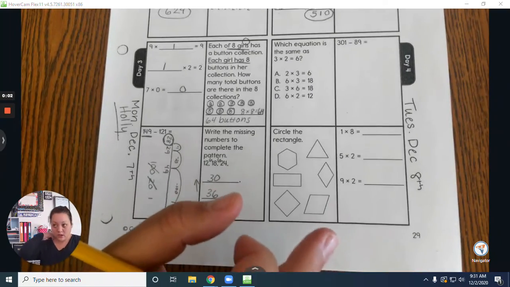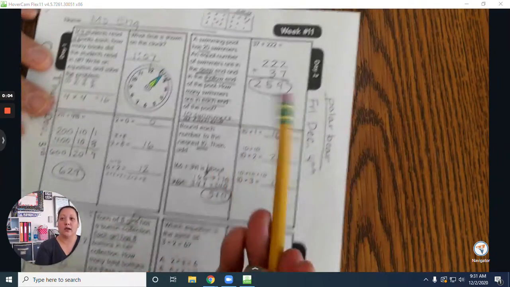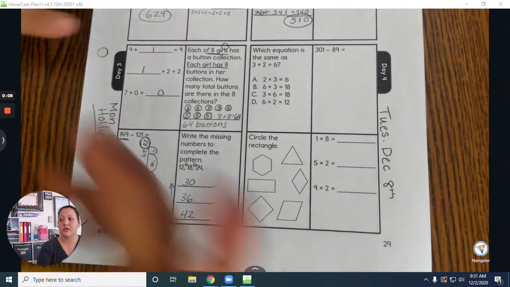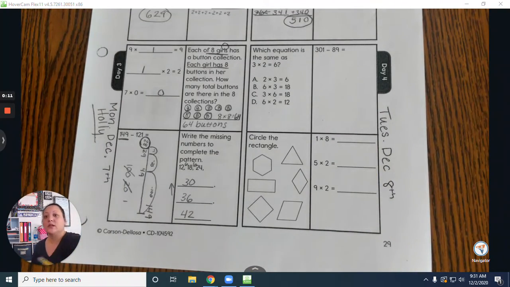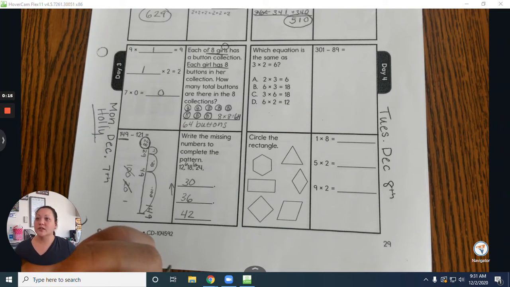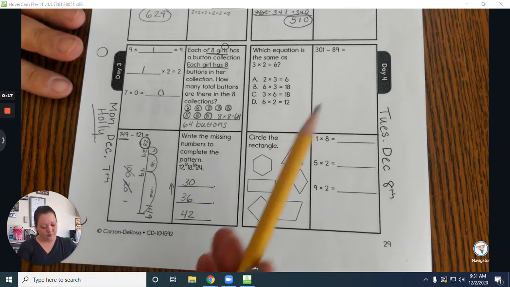Hello, my third grade friends, and we are doing the week 11, day 4 math review answers. So you should have spent 10 minutes on the questions, solving them the best you can. Now you're checking your answers and correcting them if necessary.